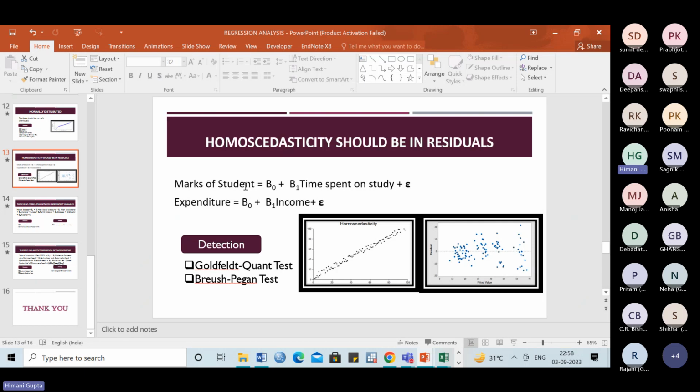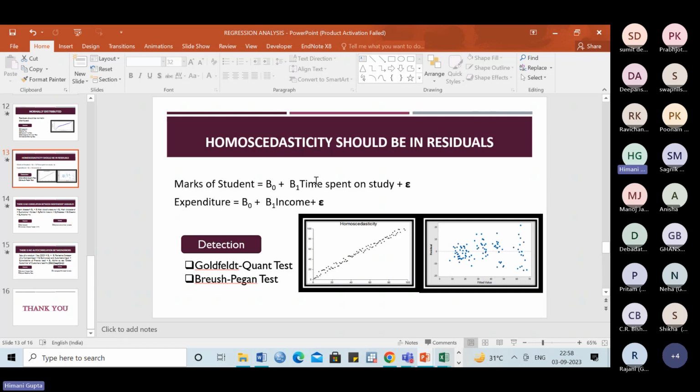So whenever the situation is possible, we name it homoscedasticity. And whenever this situation is not possible, we name it heteroscedasticity. Homo means same. If time is increasing, marks are increasing. If time is decreasing, marks are also decreasing. If the same situation is there, that will be named homoscedasticity.